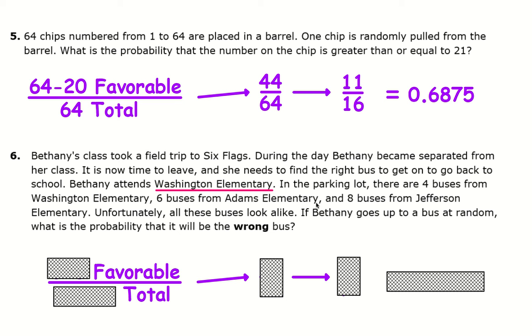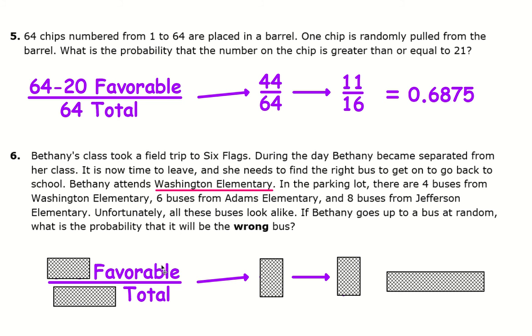In the parking lot, there are 4 buses from Washington, 6 buses from Adams, and 8 buses from Jefferson. Okay. Unfortunately, all these buses look alike. If Bethany goes up to a bus at random, good plan, Bethany, what is the probability that it will be the wrong bus?